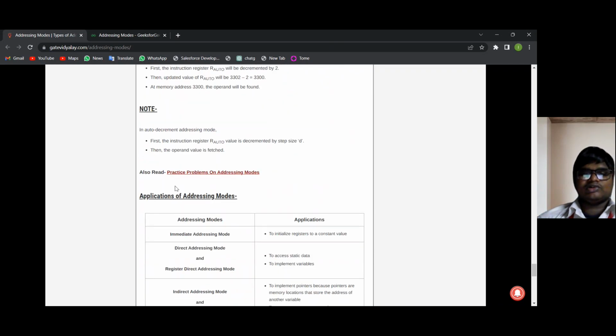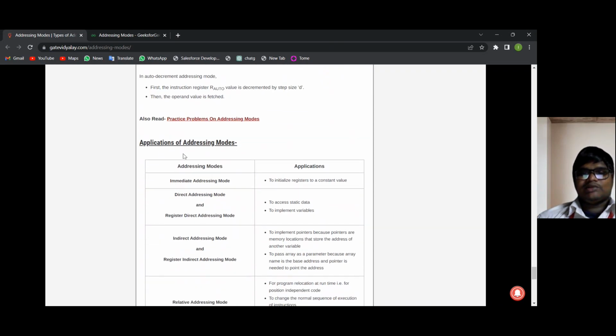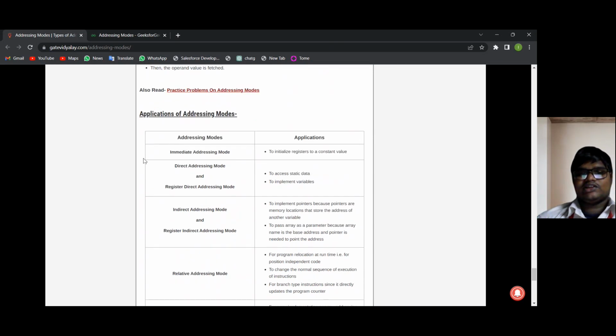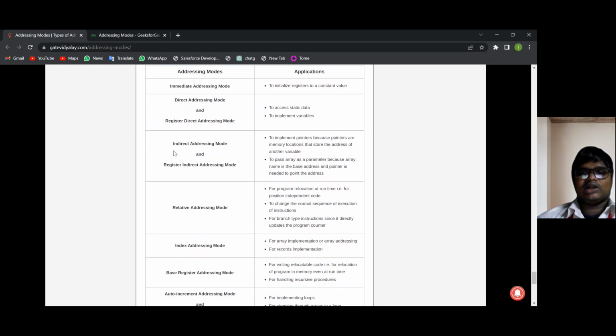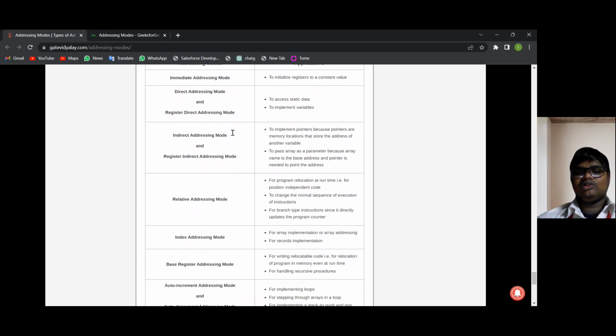Applications of the addressing modes. Immediate addressing mode is used to initialize the registers with a constant value. Direct addressing and register direct addressing modes are used to access static data and to implement variables. The applications of indirect addressing mode and register indirect addressing mode are to implement pointers, because pointers are memory locations that store the address of another variable, and to pass an array as a parameter, because the array name is the base address and a pointer is needed to point to the address.